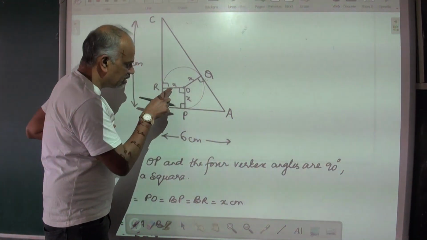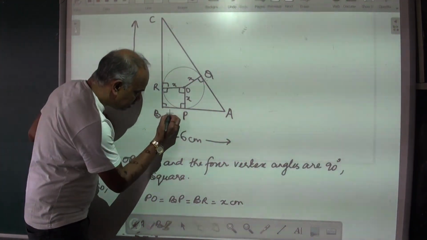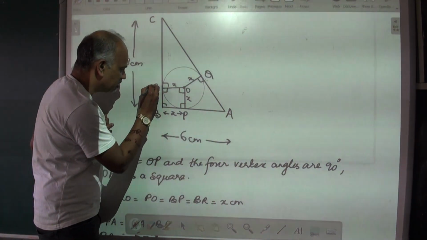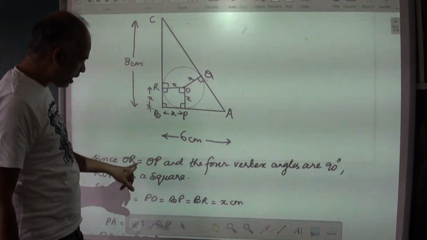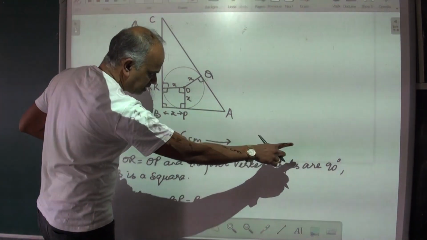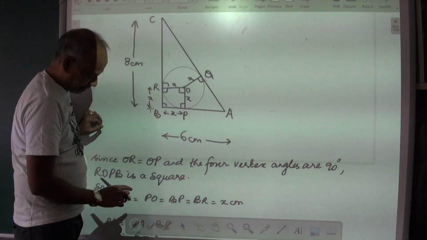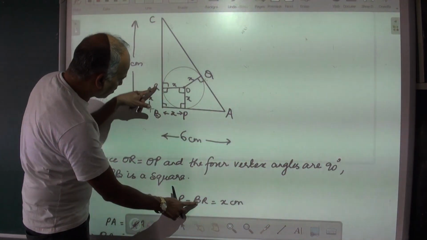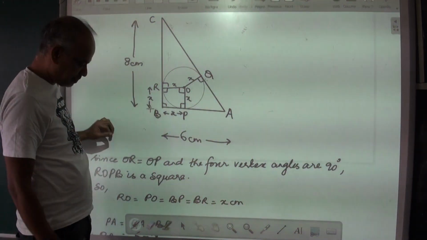So if it is a square, this is x, this is x. All sides must be equal. This much is x, and this side is also x. All four sides are equal. So that's what I've written here. Since OR is equal to OP, both were given to be x, and the four vertex angles are 90, ROPB is a square. So RO must be equal to PO, must be equal to BP, must be equal to BR. All must be equal to x centimeters. So all of them are marked x. Okay. Next.